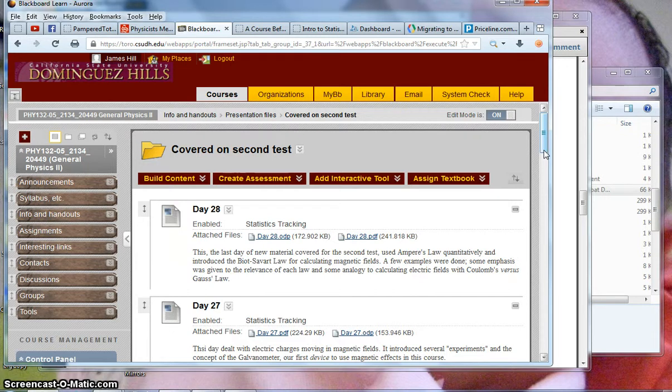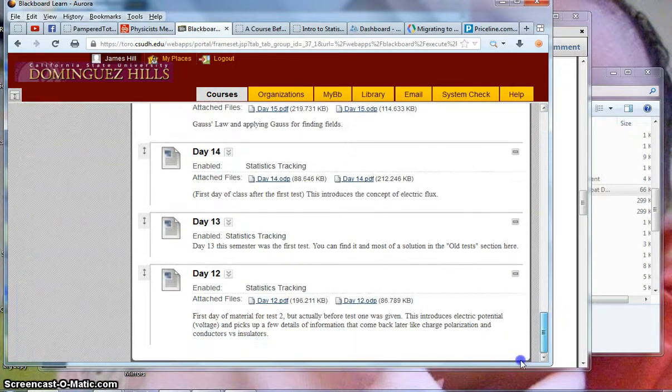Day 28 is the last file of new material on that test, so I'm going to scroll down to the bottom. Day 12 is the first file, so that sounds really, really lopsided. There were days 11 back to 1 on the first test, and this is 12 through 28. It's not quite as lopsided as that sounds, but it is more material than you might expect sometimes.